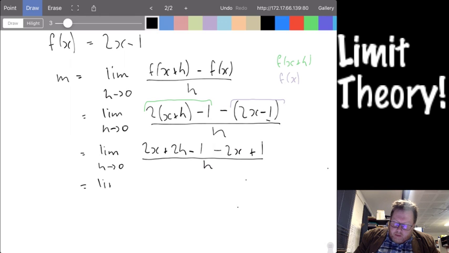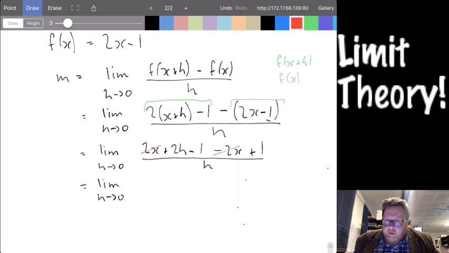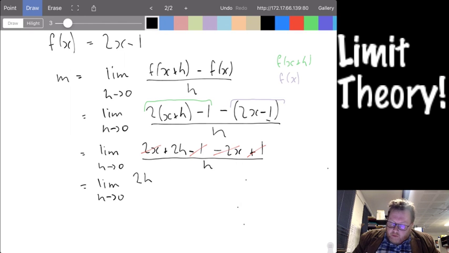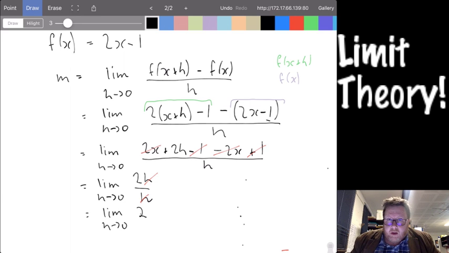The limit as h approaches 0 of, well let's see, I've got a 2x here, and then I take it away over here, so that's 0. I've got a minus 1 here, which I then add 1 to, that makes it equal to 0 too. So that leaves me with 2h over h. Cool. Let's cancel down. There's an h on top and an h on the bottom. And that leaves me with the limit as h approaches 0 of 2. That's all I've got left.